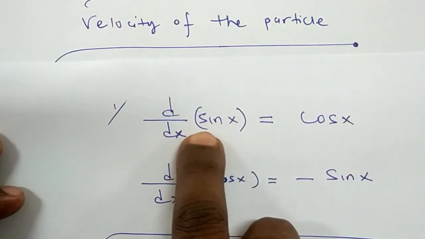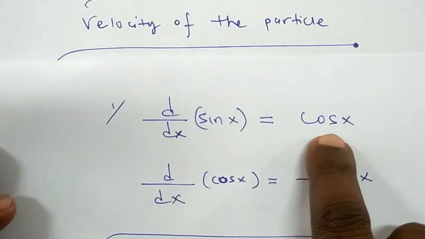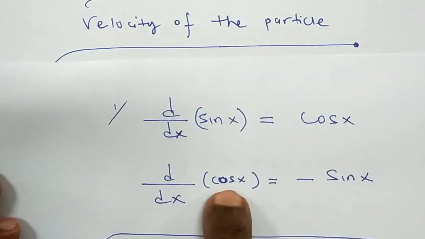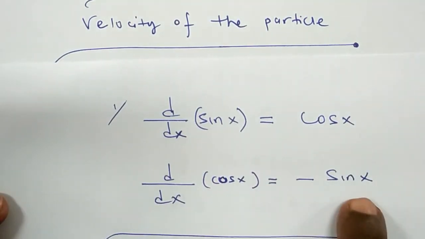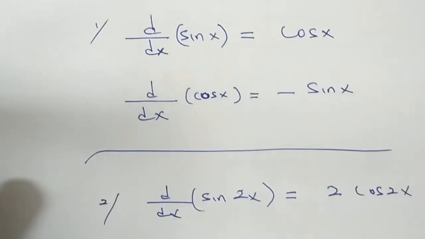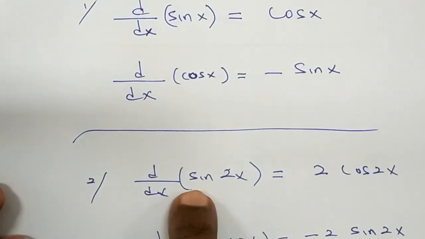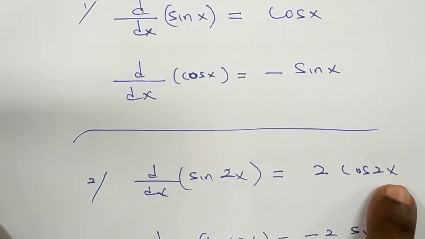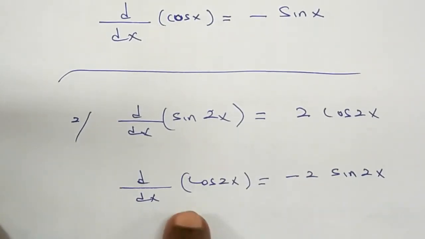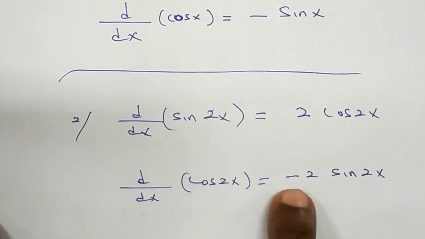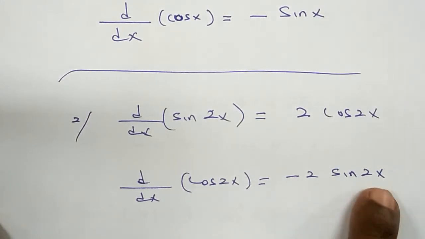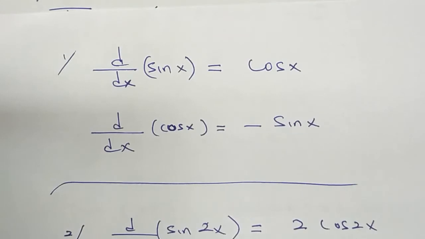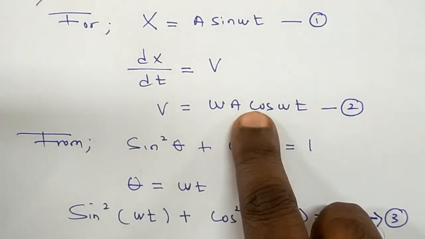Differentiate sin x, you will get cos x. Differentiate cos x, you will get negative sin x. When you differentiate sin 2x, you will get 2 cos 2x. When you differentiate cos 2x, you will get negative 2 sin 2x. I applied this method to form this equation.